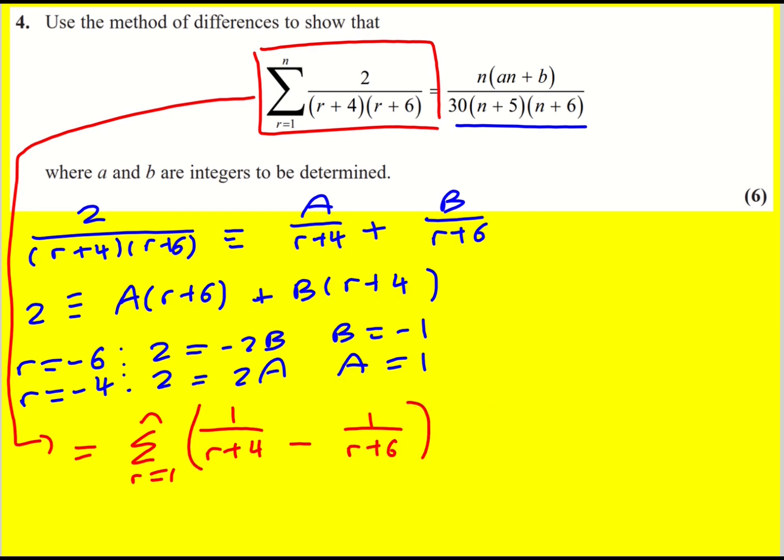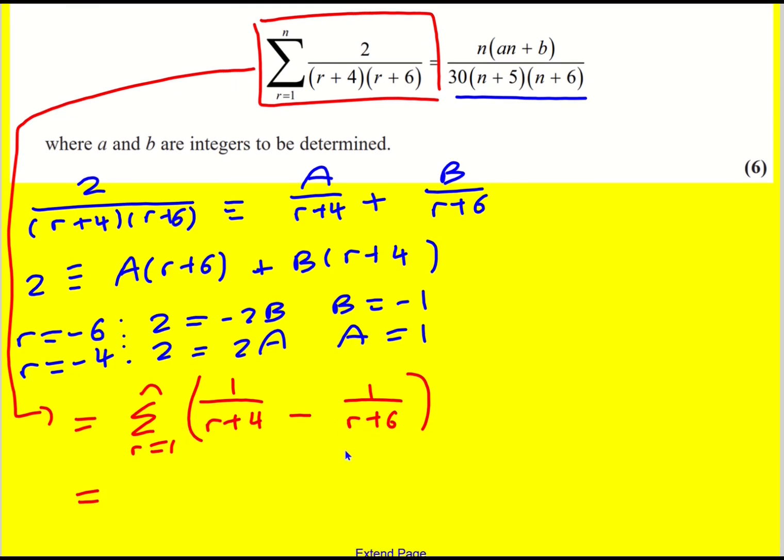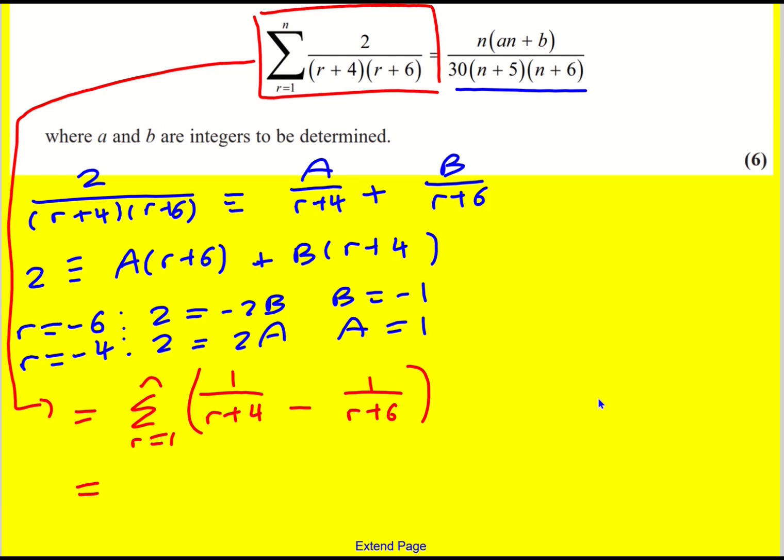Brilliant. Now we can start subbing in terms, and we're going to use this method of differences. Lots of them are going to actually cancel out. So let's sub in 1. We're going to get a fifth minus a seventh. Then I'll sub in 2. I'm going to get a sixth minus an eighth. Nothing cancels so far because the difference between 4 and 6 is 2.